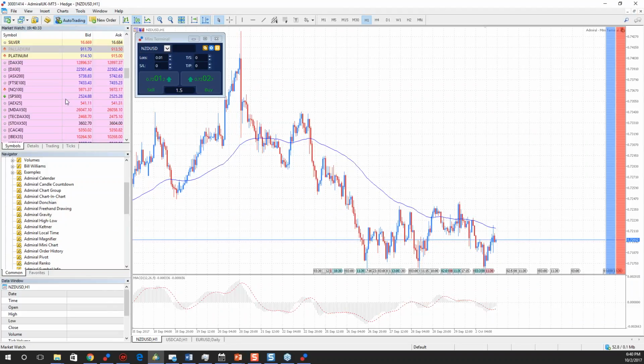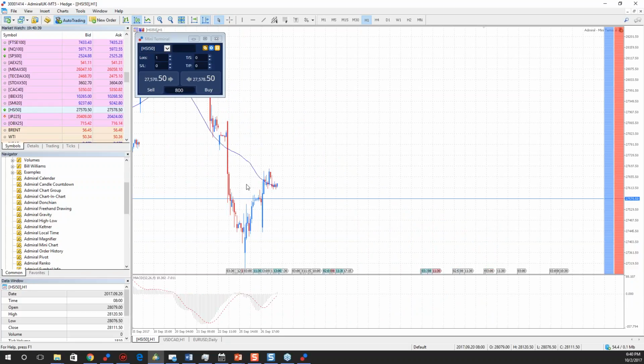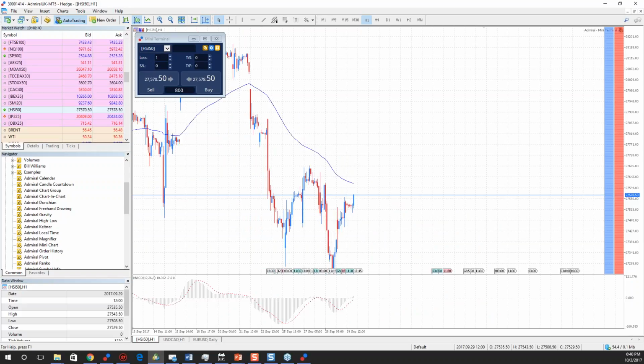I might start to trade Hang Seng index. This is the fastest and the most volatile index, I think, in my opinion. This is really an earthquake in trading. You can get poor or you can get rich with trading the HSI Hang Seng index. Very, very volatile.